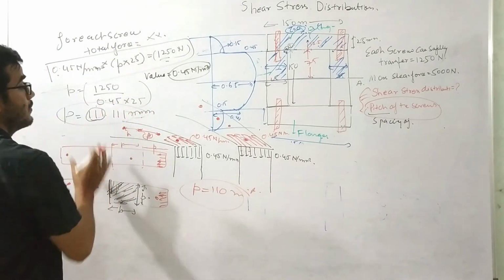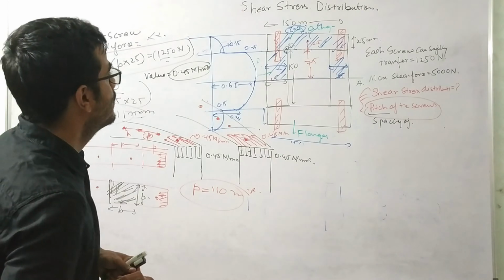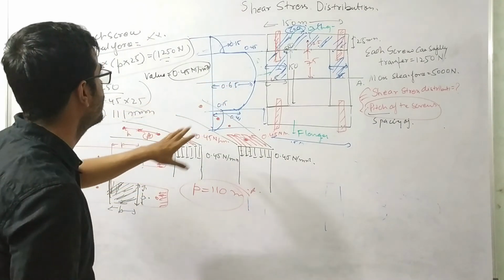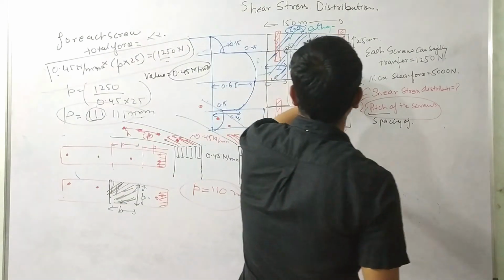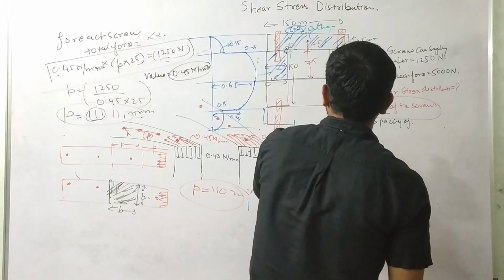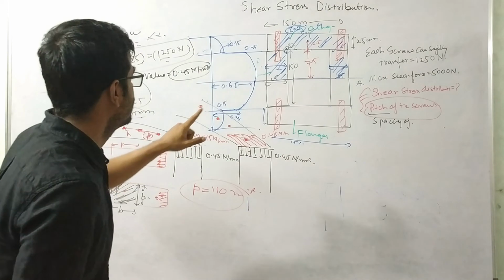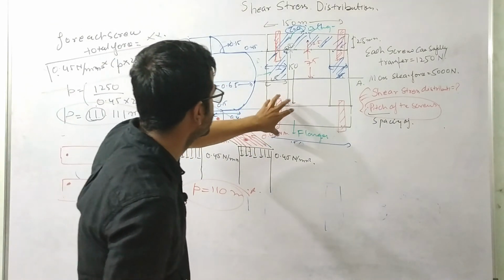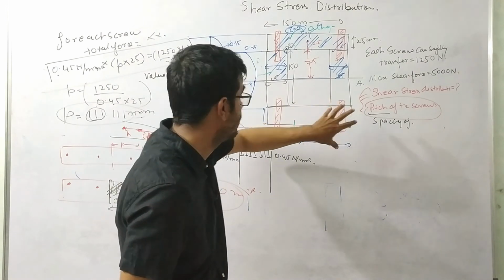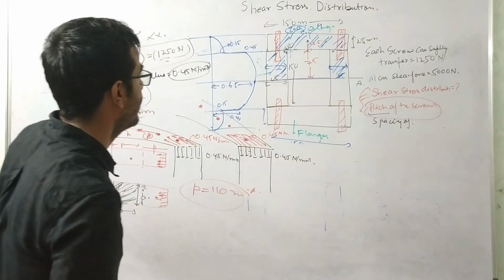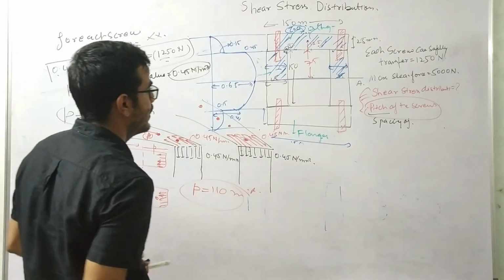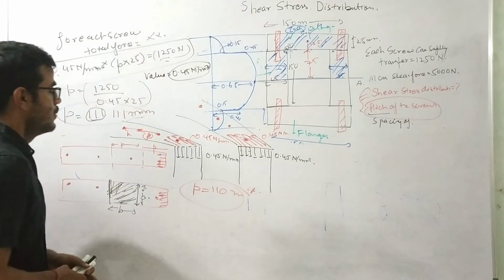The pitch should be less than this value, right? This is the symmetrical figure. The same pitch for these screws, same pitch for these screws, same pitch for these screws. Why? Because our shear stress distribution is symmetric. If this is not symmetric, then these screws can have different spacing. The structure is symmetric, so the spacing we are getting is also symmetric, right?